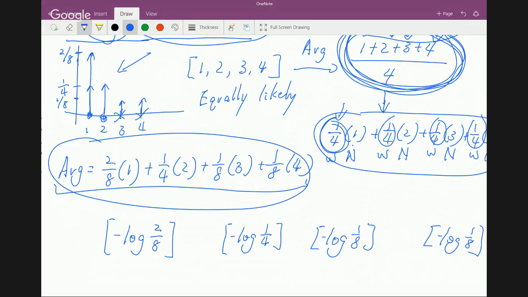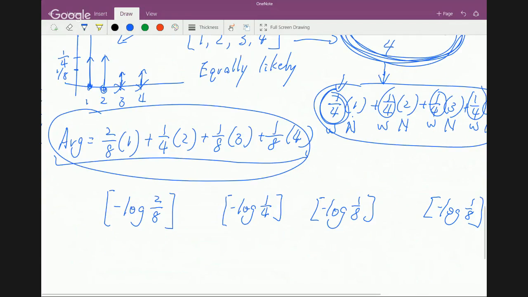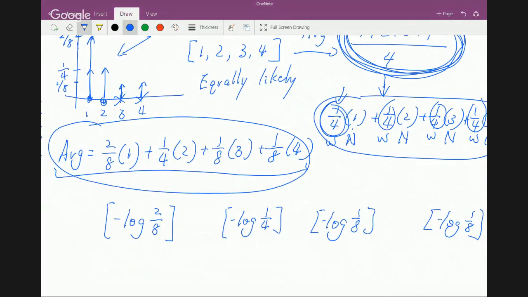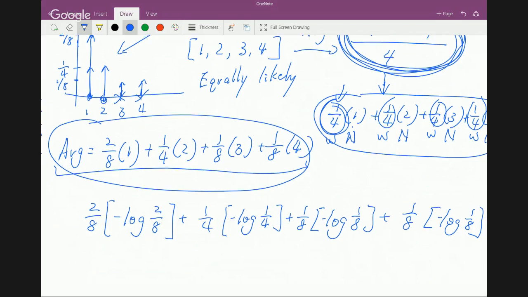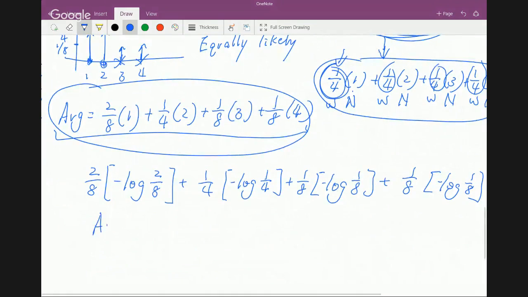If they have the same weight, you can just add them up and divide by 4. But they are different, so we need to multiply the weight in front of them. So it's 2/8 plus 1/4 plus 1/8 plus 1/8. Now this right here will give you the average information.